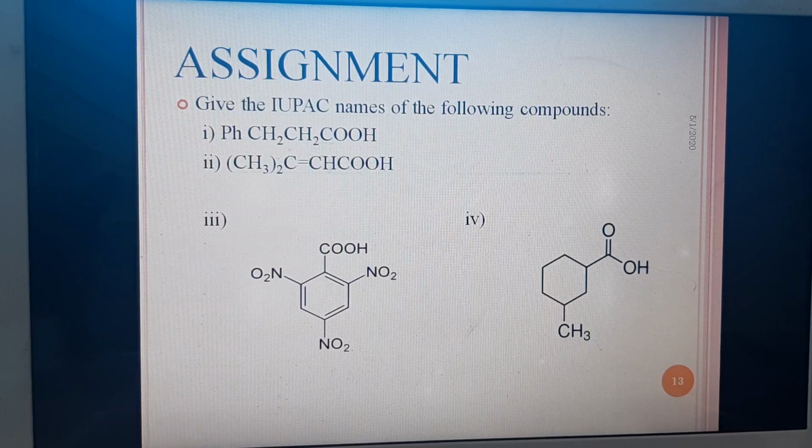This is your assignment. There are 4 structures. You have to write the IUPAC names of the following 4 compounds.